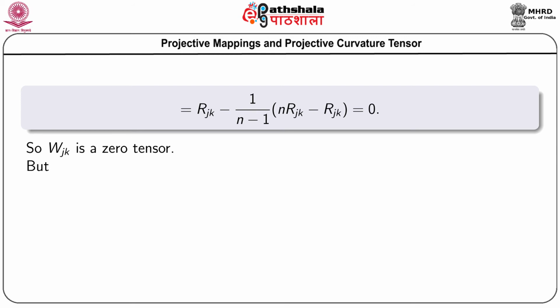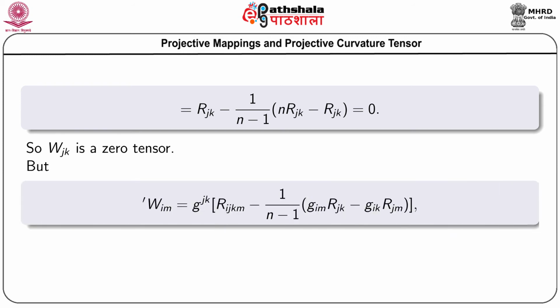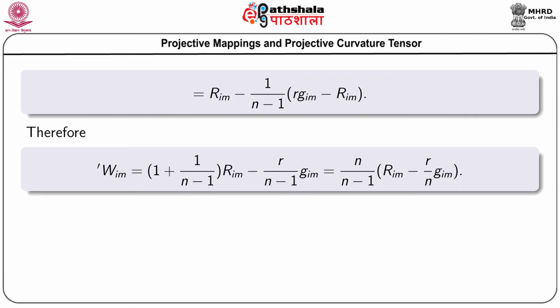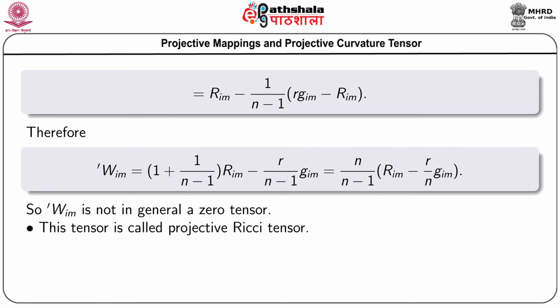So, W_{jk} is a zero tensor, but this W'_{im} is equal to g^{jk} into the 4-index tensor W_{ijkm}, and the expression of W_{ijkm} is given by R_{ijkm} − 1/(n−1) (g_{im} R_{jk} − g_{ik} R_{jm}), and with the inner product we get this expression, and therefore W'_{im} has this relation: n/(n−1) (R_{im} − (R/n) g_{im}). So, W'_{im} is not in general a zero tensor.